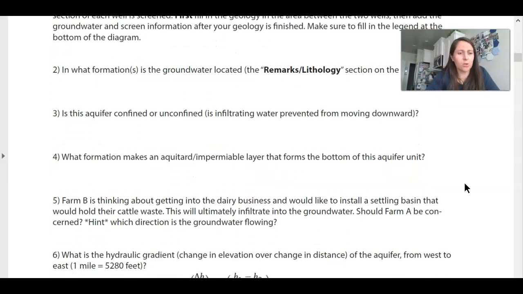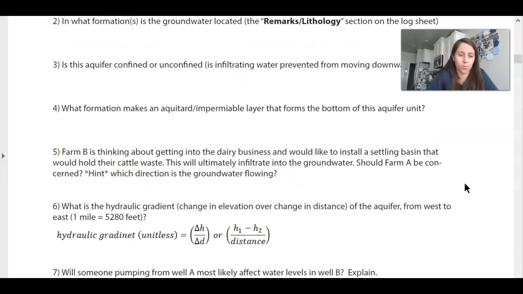Okay. Question 4. What formation makes an aquitard or an impermeable layer that forms the bottom of this aquifer unit? So based on what I've told you and what you saw in the diagram and what the lithology says on item 13, you'll be able to say what it is.